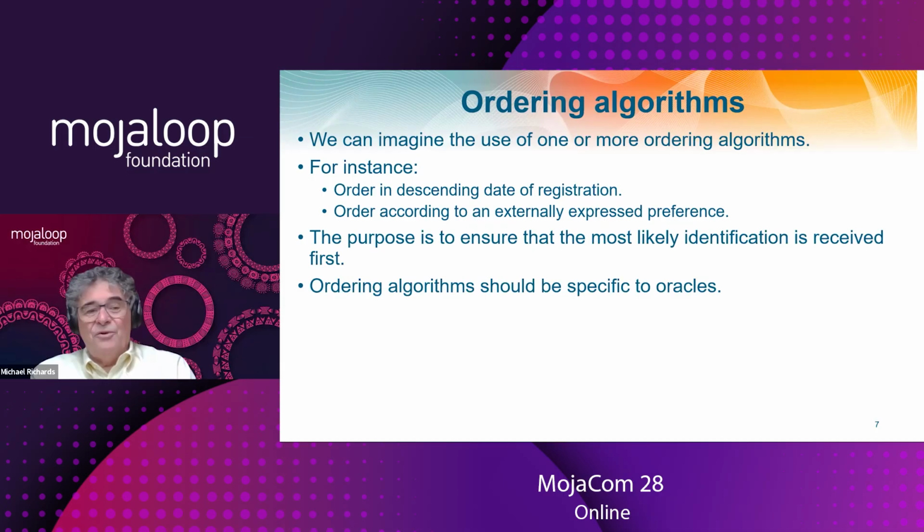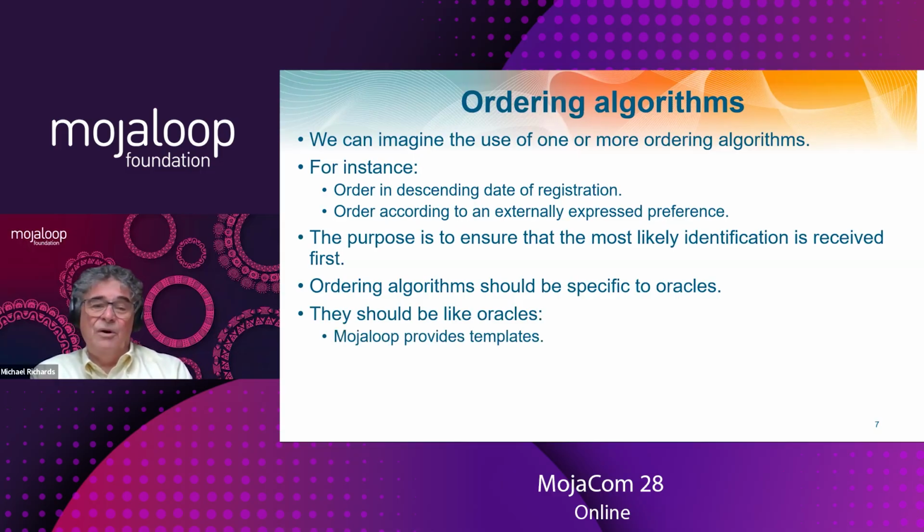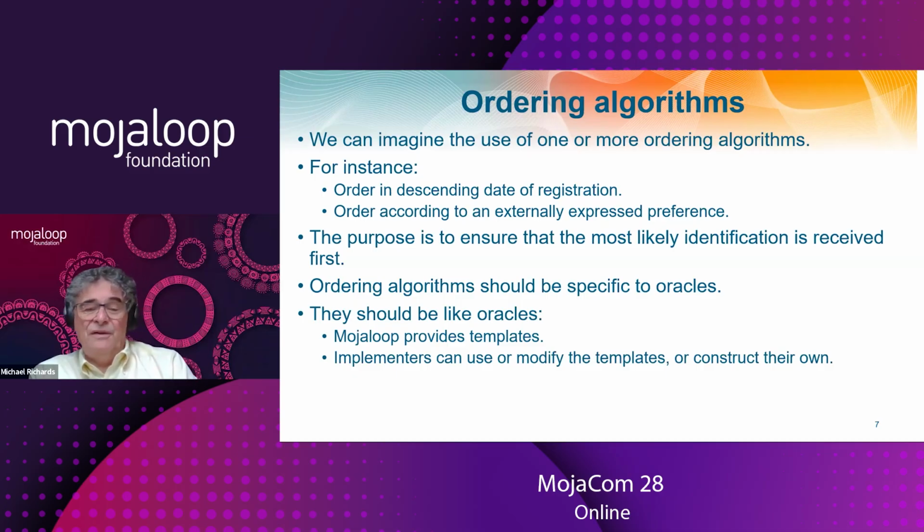We would expect that ordering algorithms should be specific to oracles, i.e. you should be able to have different ordering algorithms for different kinds of identifier. And they should be like oracles in the sense that Moduloop would provide templates for building them, but implementers could use or modify the templates or construct their own. So that would be something which essentially made it more likely, preferably certain, that the first alternative that was presented to a customer was the one that they were likely to mean.